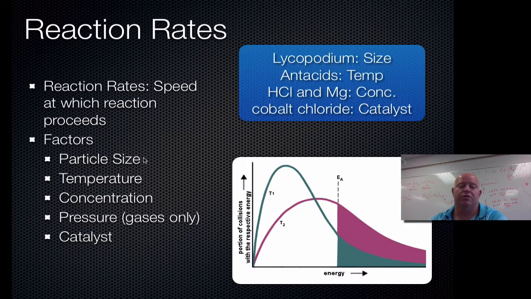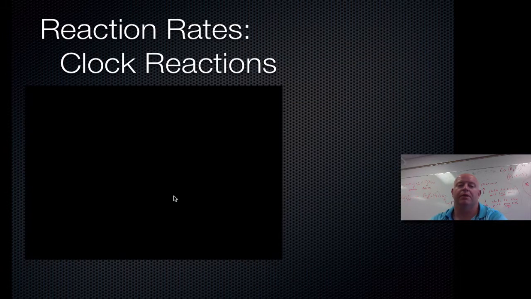So these are basically your 5 different ways you can speed up a reaction. Obviously, if you reverse those, big particles, cold temperature, dilute solutions, low pressure, no catalyst, that would slow the reactions down. Here are 3 videos of different reactions that run at a very specific speed, which we call clock reactions.